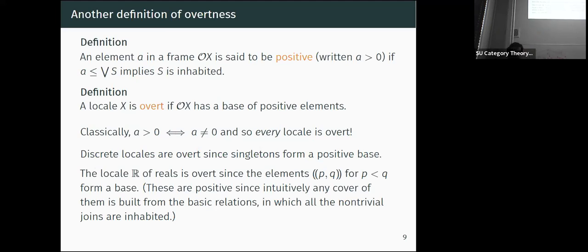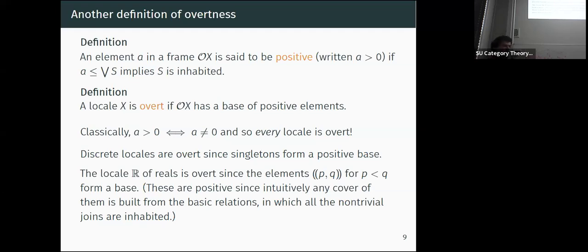The locale of reals is overt. Now, this is not a proof, but maybe it's a kind of intuition. Again, you can see my lecture notes for a proof. So these open intervals form a base, and they end up being positive. The idea is, we're specifying it by generators and relations, and there's no way from those generators, just intuitively, to get an interval by taking the join of nothing, because all of our axioms involve taking the joins of very many things in order to get larger than an interval. So there are ways to make this precise, but that's kind of the idea.